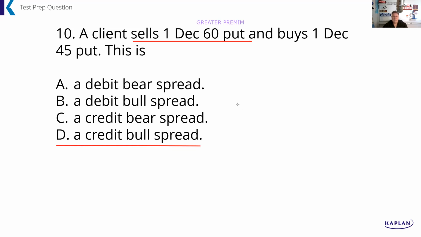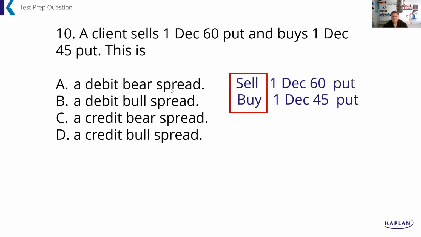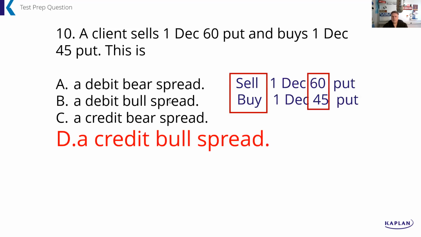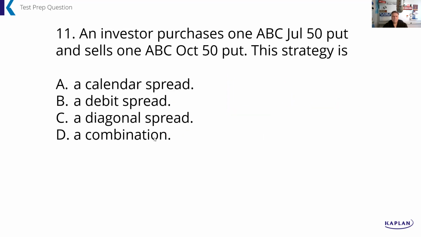By the way, the trick that I always share with people is bulls, because you're long the lower strike. Any spread, if you're long the lower strike, doesn't matter, debit, credit, call, put. Here it's 45 and you are long the lower, so that means you are a bull. And again, we're just showing you what that looks like.